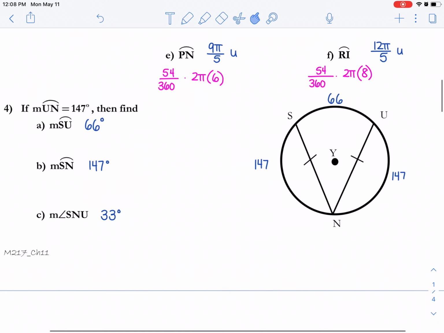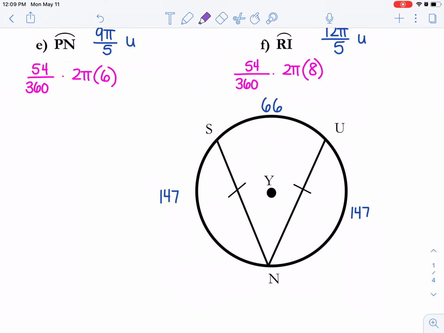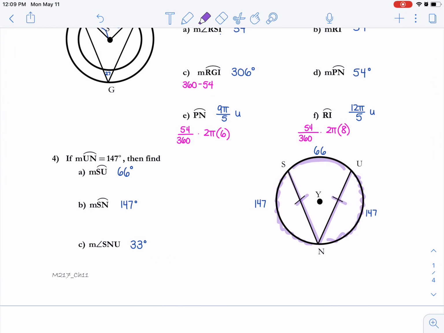Number 4 here, they tell us that the measure of arc UN is 147. Now notice, chord UN is congruent to chord SN, and if these two chords are congruent, then the arcs that they intercept must be congruent. So if UN is 147, then arc SN also must be 147. So we got those two, and then remember, all three of the arcs have to add to 360. So 360 minus those two 147s gets us the 66.